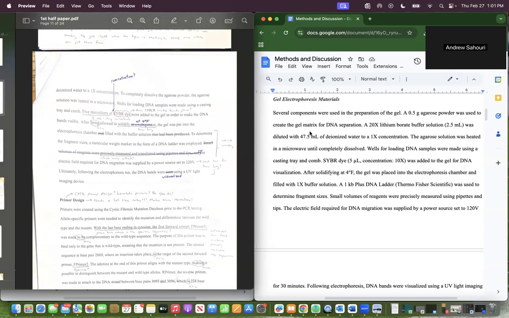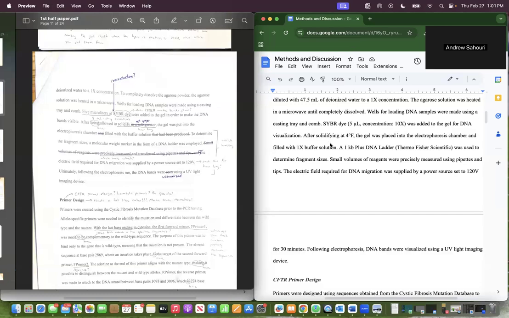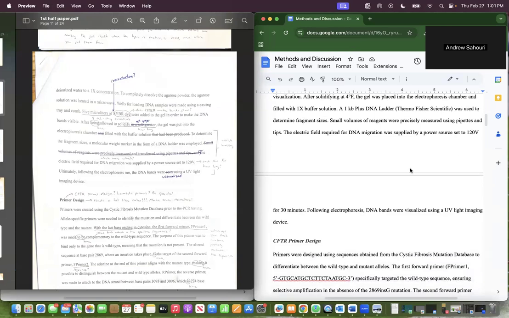And then it asked about 5 microliters of SYBR dye. I have to stay consistent, and instead of putting microliters, I just added the correct symbol for that. And then instead of in a refrigerator, I had it at 4 degrees Fahrenheit. This section was worded weirdly, so I just rewrote it here in a more understandable way. And it asked how long the voltage ran for the actual electrophoresis, and I put 30 minutes.